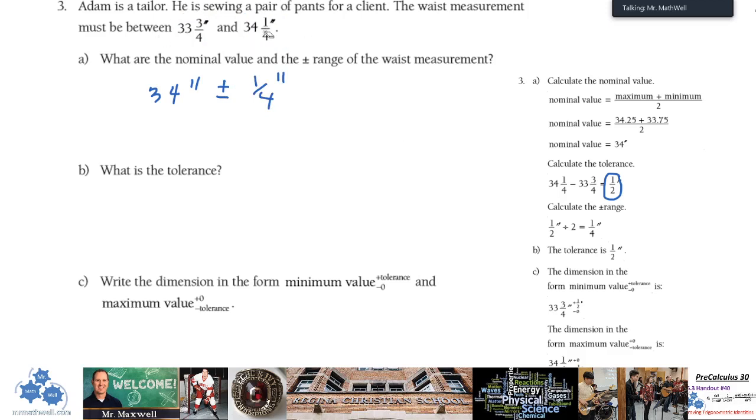I need you to see how the range from this measurement to this measurement can be expressed this way: the average plus or minus half of the total range. Now, what is the tolerance? The tolerance is very similar to the uncertainty in a measurement, although they're related, they're not the same. The tolerance is how small it could possibly be up to how big it could possibly be. The tolerance is the difference between the smallest and the largest, which is 1/2 an inch.